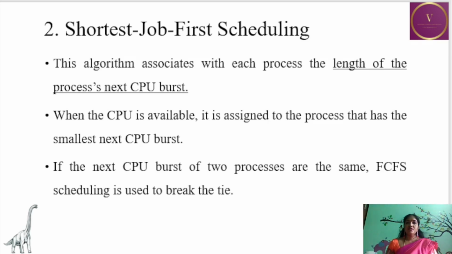Here you might get a doubt: if two processes have the same CPU burst time, how can you decide among the shortest jobs? That is what is given in the third point. If the next CPU bursts of two processes are the same, then FCFS scheduling is used to break the tie. So when two processes have the same CPU time requirement, the FCFS scheduling algorithm is used in order to break the tie.